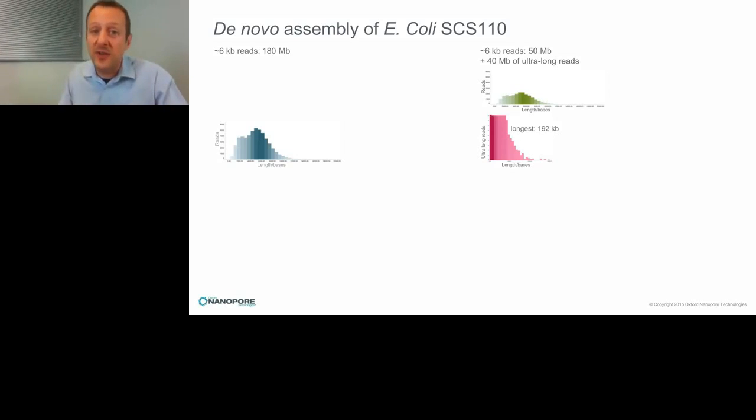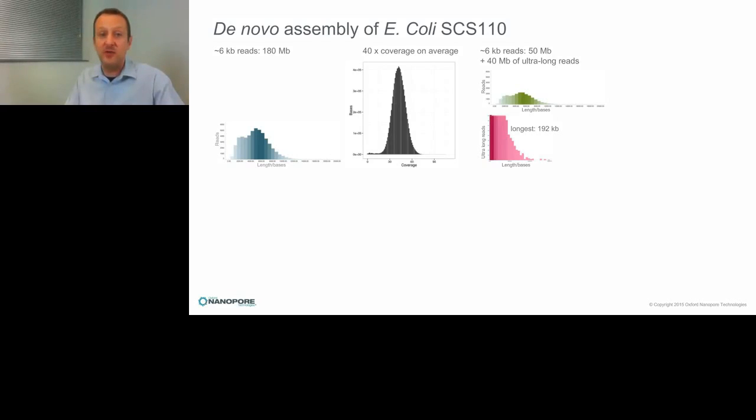We wanted to see what the effect of having these long reads would be on assembly, so we took enough of our 6 kilobase data to cover the SCS110 genome to 40-fold, and we ran that through, not Nanocorrect this time, because we hadn't managed to install it in-house, but through a piece of software called PBcR, which also error corrects reads and feeds them into the Celera assembler.